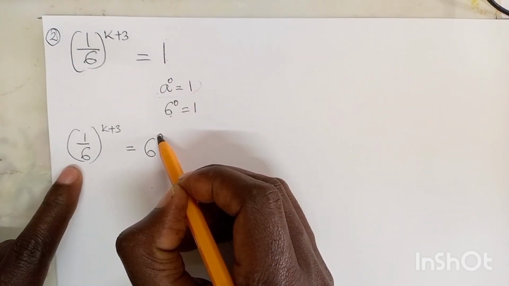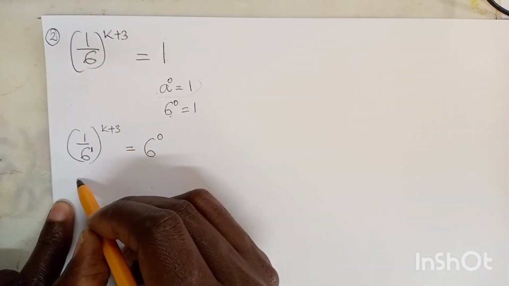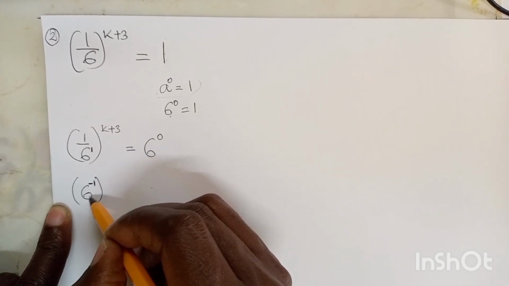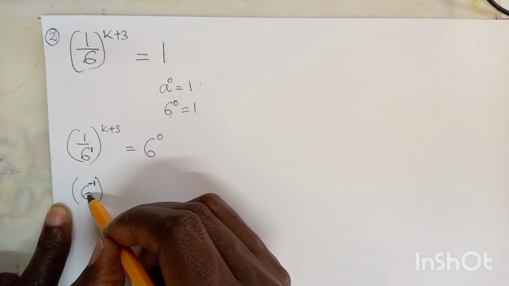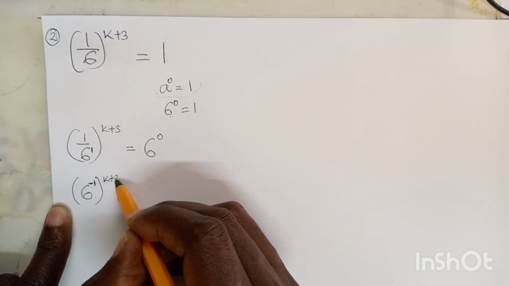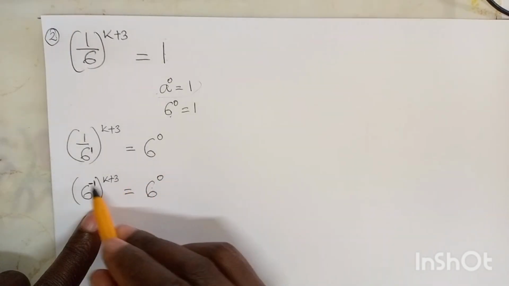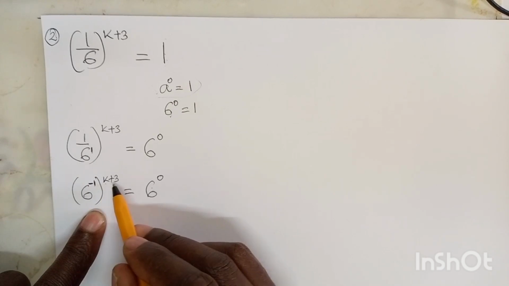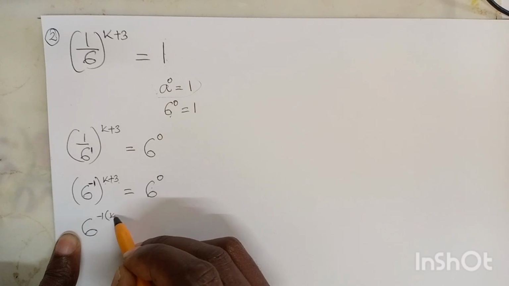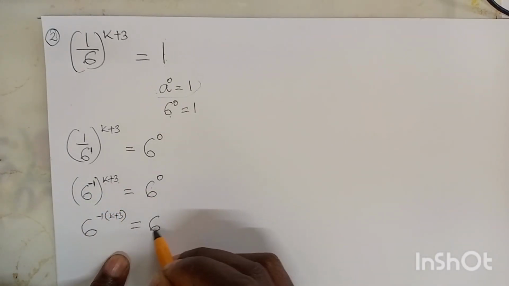The other thing let me show us is that if you have 1 over 6 power 1, it can be rewritten as 6 power negative 1. That means 6 power negative 1 is one and the same thing as 1 over 6 power 1. So this one, in k plus 3, shall be equal to 6 power 0. Now we can open these brackets, and this negative 1 goes with k. It also multiplies with 3. So we shall have 6 power negative 1 into k plus 3, that is the other mode of doing it, shall be equal to 6 power 0.